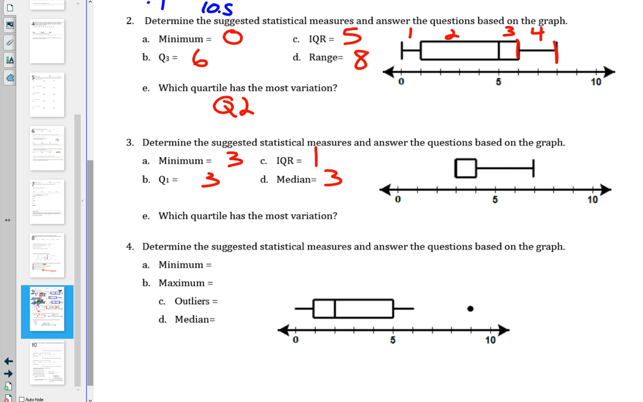Which quartile is the most spread out? The first quartile goes from the min to Q1. The second one goes from Q1 to Q2. The third one goes from Q2 to Q3. The last one goes from Q3 to Q4. Which is the one that's the most spread out here?